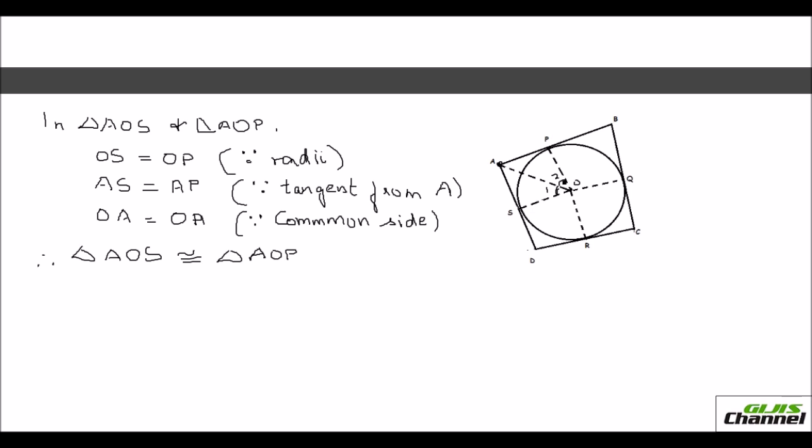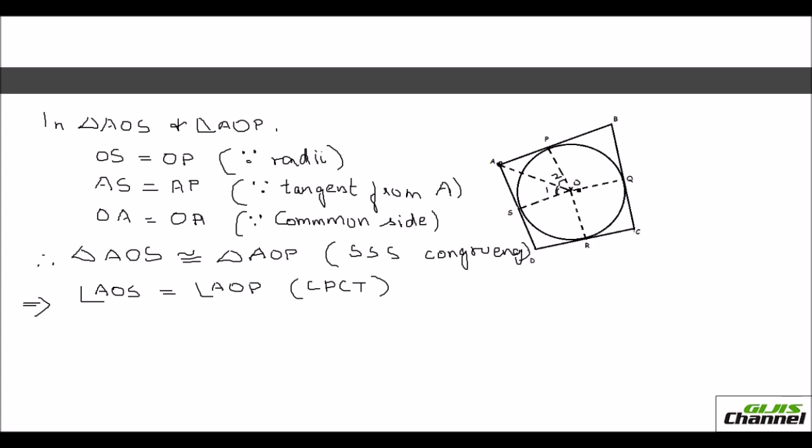So I can say angle AOS is congruent to angle AOP. The reason is SSS congruency, and this is CPCT. This implies that angle AOS is equal to angle AOP, the corresponding angles of the congruent triangles. Now you have angle 1 is equal to angle 2.